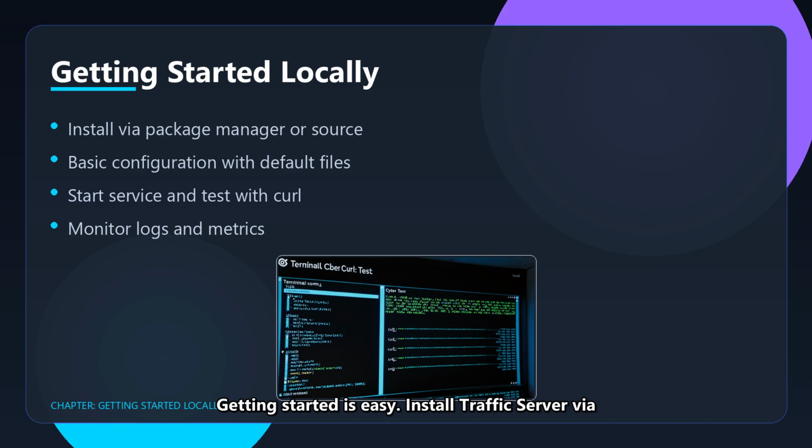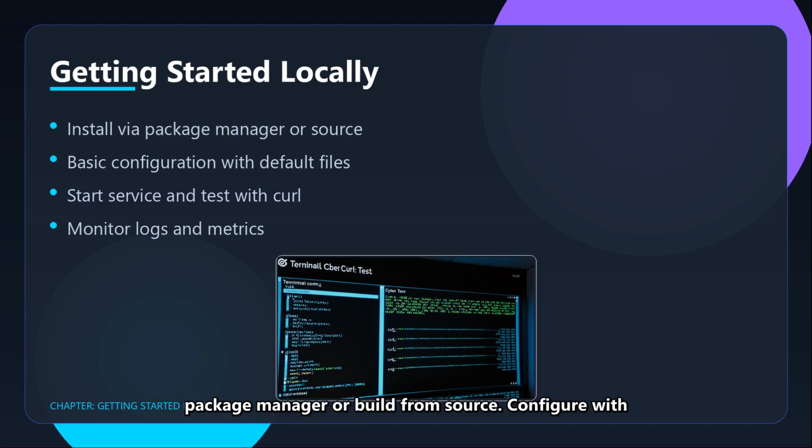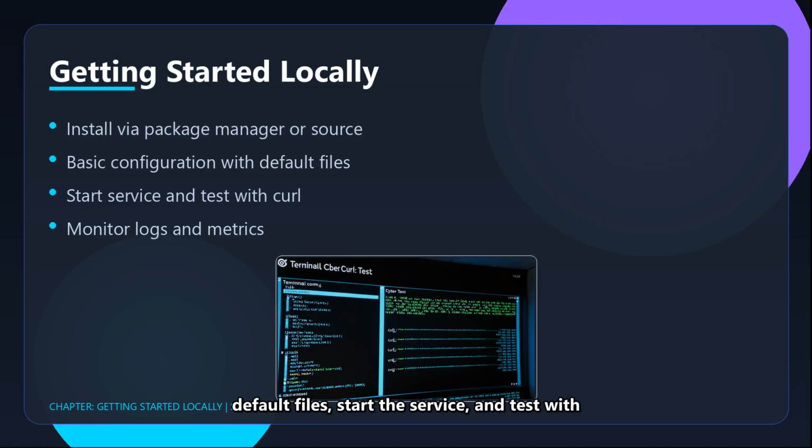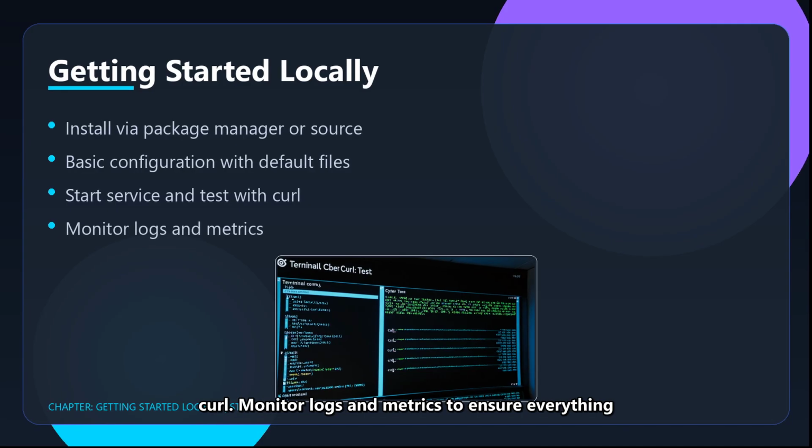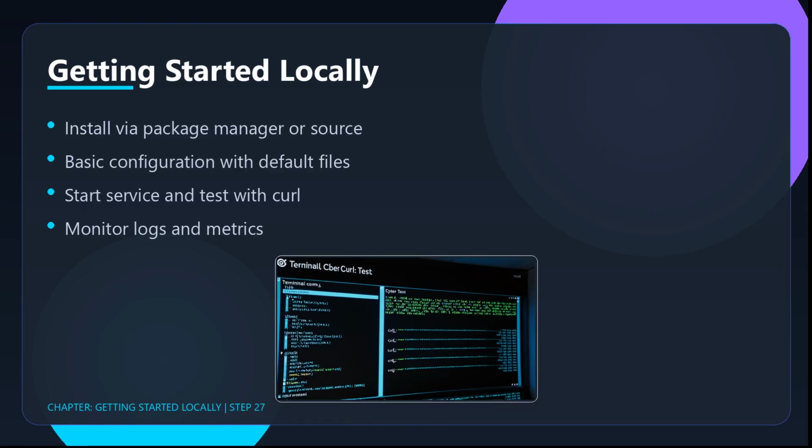Getting started is easy. Install Traffic Server via package manager or build from source. Configure with default files, start the service, and test with curl. Monitor logs and metrics to ensure everything is running smoothly.